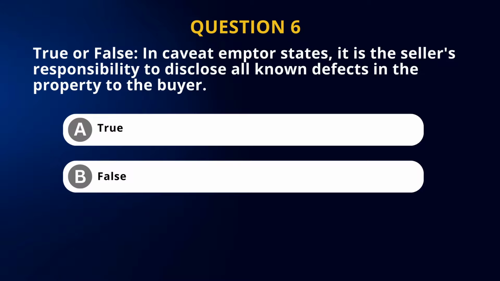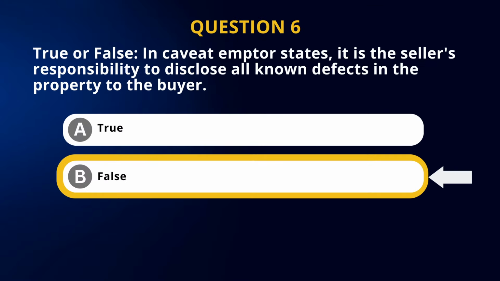And the answer is false. So in caveat emptor states, typically what's going to happen is it falls on the buyer's shoulders to discover. So caveat emptor, remember, means let the buyer beware. And so in states that really enforce consumer protection laws, then you're going to see that the seller has the responsibility to disclose all known defects in the property to the buyer that they are aware of and encourage inspections. And in caveat emptor states, then the opposite would be true. So the answer to this question was false.